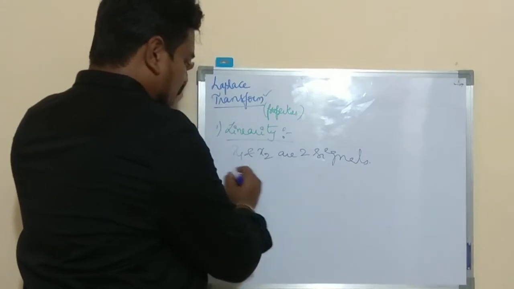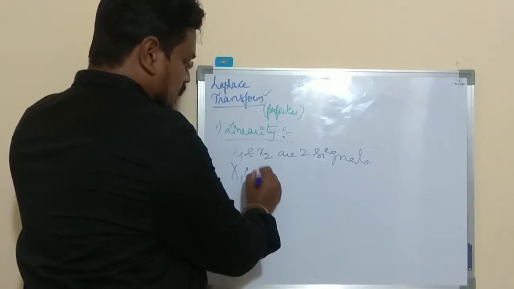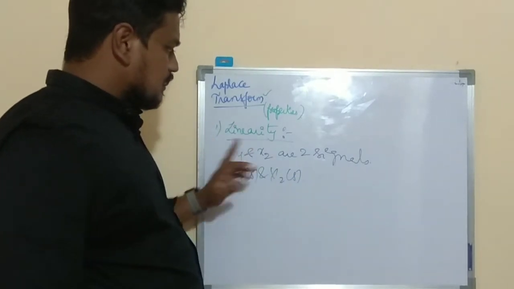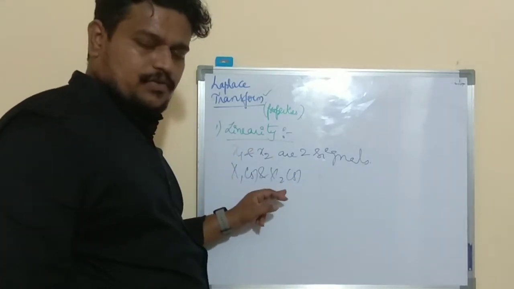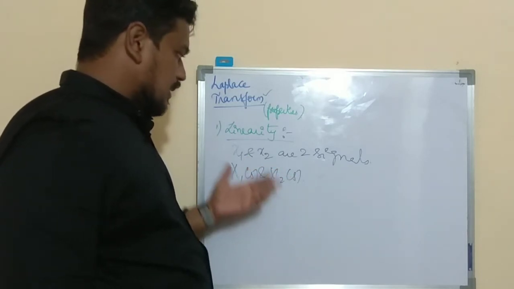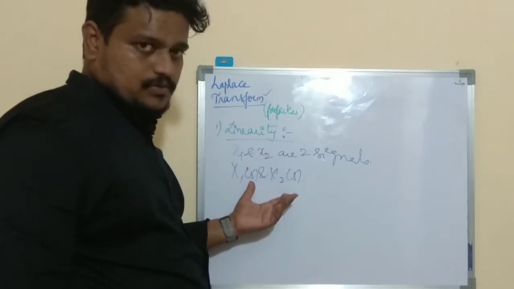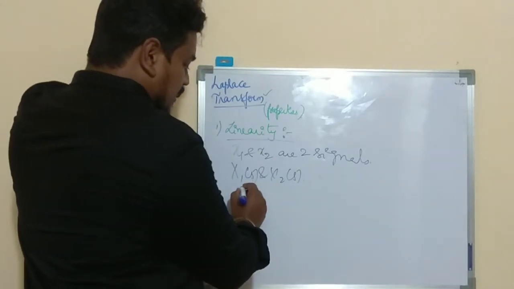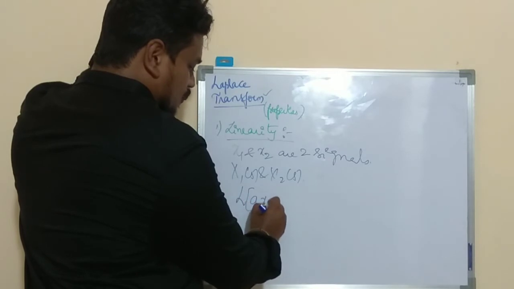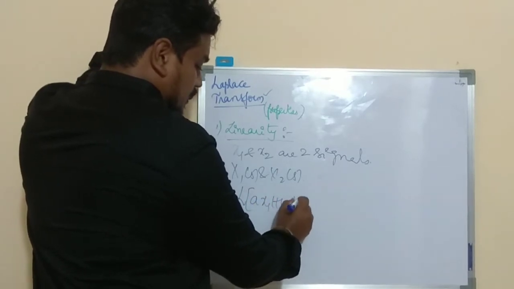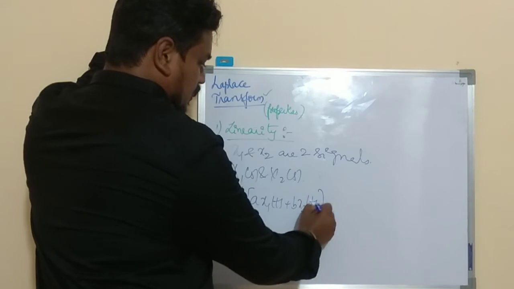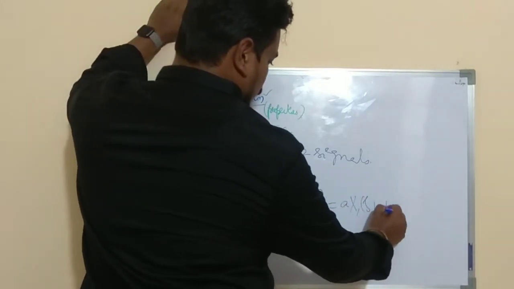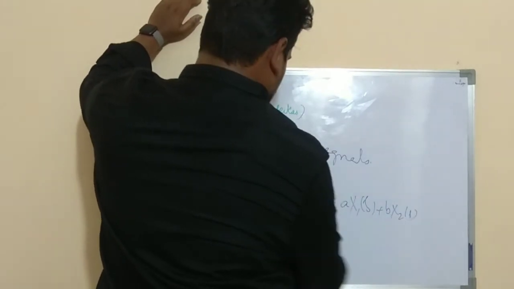Then their Laplace transforms are X1(s) and X2(s). Let us suppose x1 and x2 are two different signals, and X1(s) and X2(s) are their respective Laplace transforms. Then the Laplace transform of a·x1(t) + b·x2(t) is equal to a·X1(s) + b·X2(s), right?